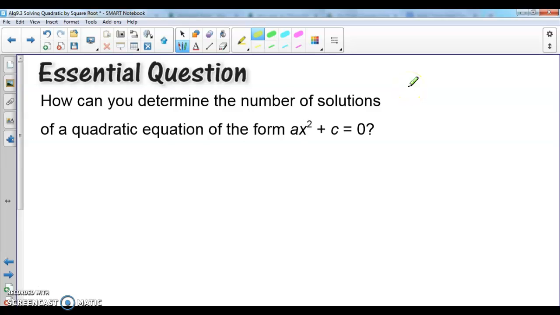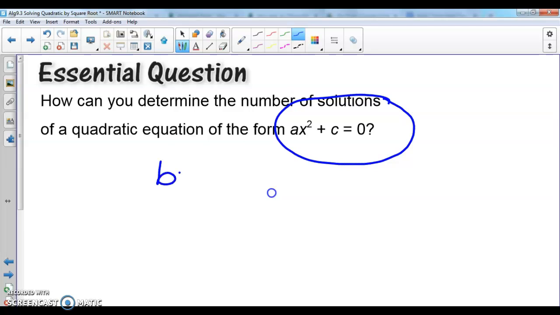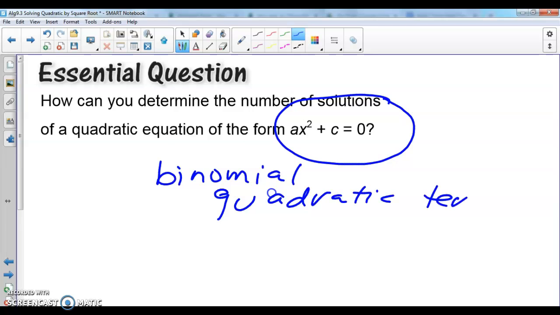We're looking at quadratic functions that are binomials, right? So this quadratic function, or equation, is a binomial, and it has a quadratic term. The quadratic term is given by the ax squared, and c is the constant. So it is a binomial because it has a quadratic term and a constant.